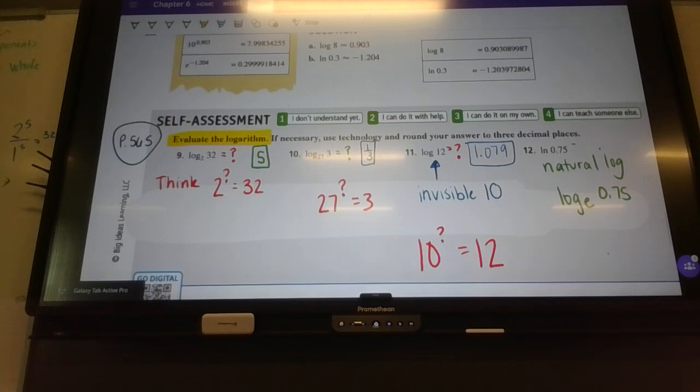So ln 0.75. 0.75 is less than e, 2.71. So this has got to be a negative exponent. And it is. I'm thinking e to what power? This must be continuous decay. Negative 0.288. Gosh, that took a long time.